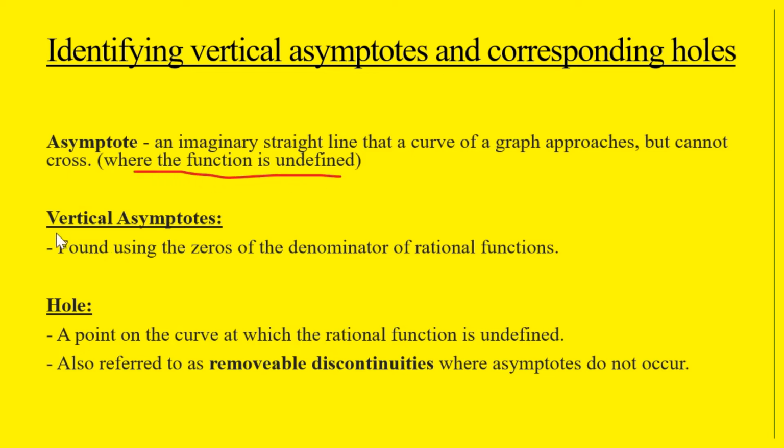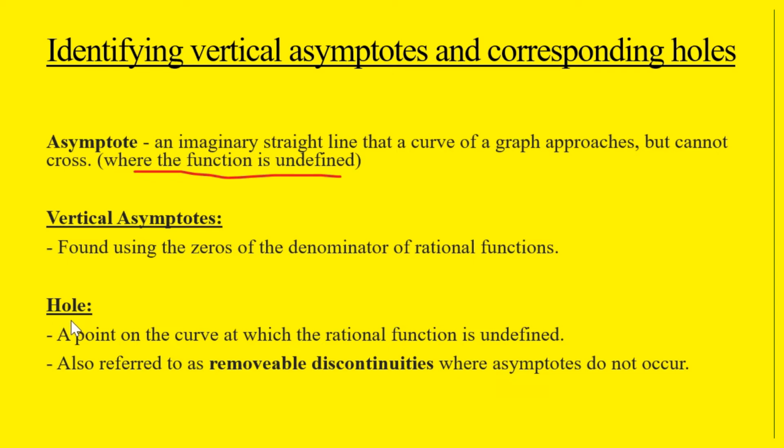First, if we want to identify the vertical asymptotes, then this is found when using the zeros of the denominator of the rational function. So we'll take whatever polynomial function we have in that denominator, set it equal to 0 and solve for x, or solve for your variable, and that's going to help us determine the zeros where the function is undefined.